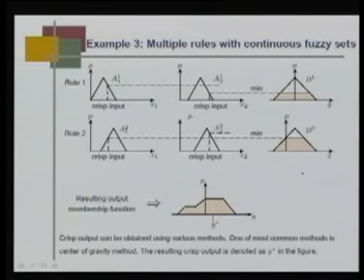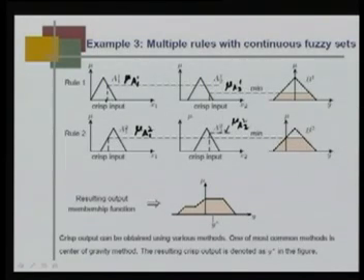I'll explain how. A crisp input is given, say the temperature, and you find the corresponding membership values. In rule 1, we get the value mu A11, and for the same crisp input, rule 2 provides mu A12. Now, in the second fuzzy variable, given the crisp input, rule 1 computes mu A21, and for the second rule, the same crisp input gives mu A22.